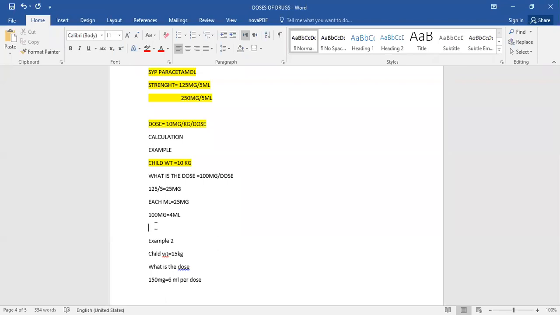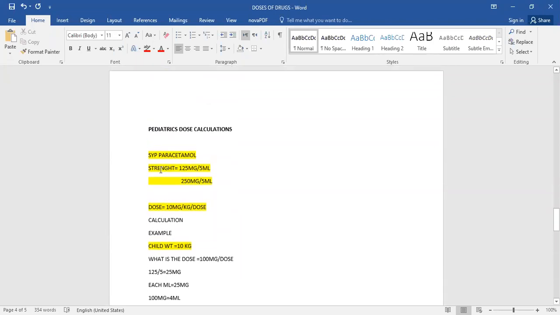So here, 125 over 5, what does it mean? It means you are using the strength of the drug. The drug is available in 125 milligram per 5 ml, or 250 milligram per 5 ml. So which strength are you using in your prescription?